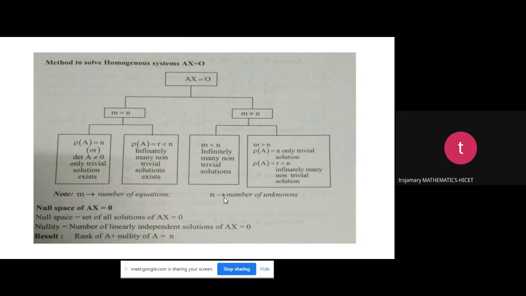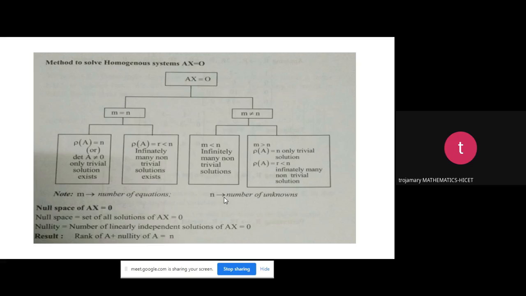Then next, the solution method for the homogeneous system. Ax = 0 may be a square matrix, m = n, or m not equal to n. Here m means the number of rows and n means the number of columns. If m = n, then if rank of A equals n, that is determinant of A is not equal to 0, then only the trivial solution exists. So x = 0 is the only solution. If m = n and rank of A is less than n, then it has infinitely many non-trivial solutions. This is for a square matrix.